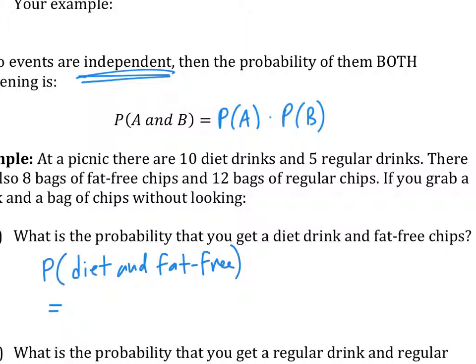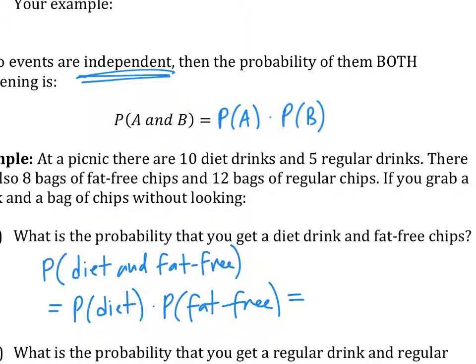All right, so first you always have to ask yourself, does picking a drink affect your probability of picking the chips? No, why not? They're two separate things, and you're blindly picking, right? You're not saying, diet drink, ooh, I better get a fat-free chip or else I'm gaining calories. You're just picking. So they don't affect each other, so we're going to multiply the probabilities together. So the probability of diet drink times probability of fat-free chips.